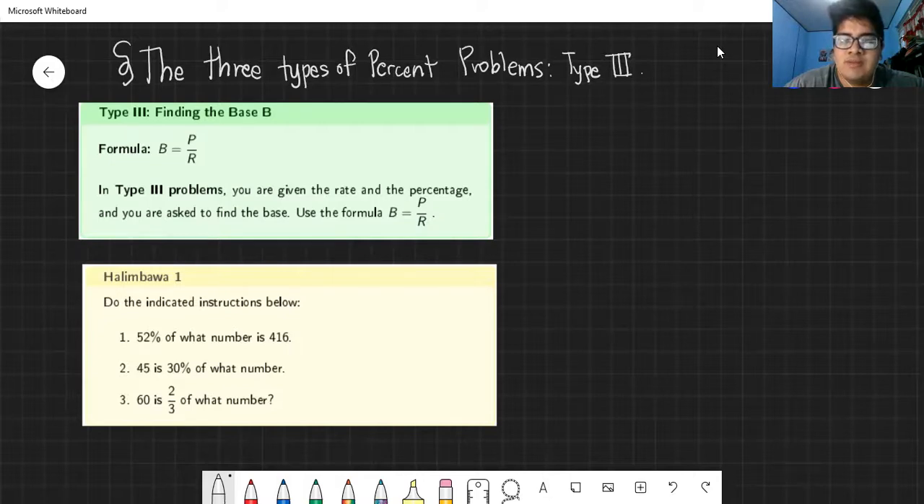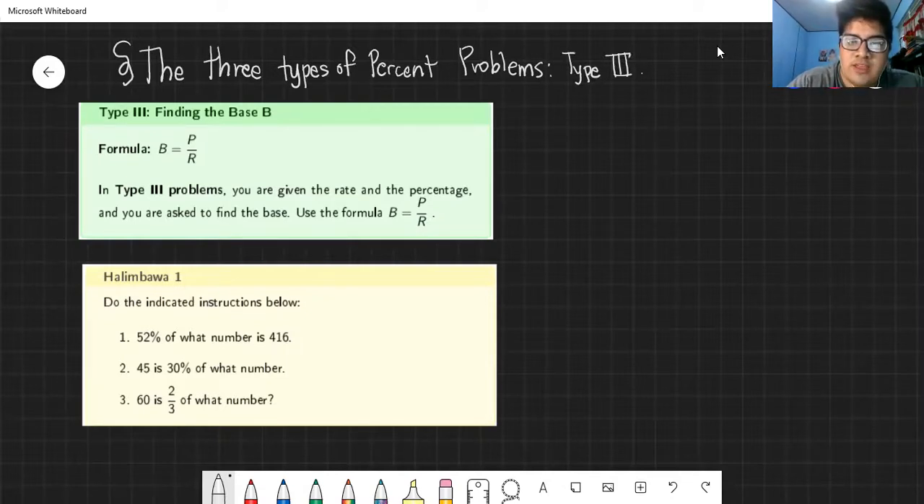In type 1, the missing is the percentage. In type 2, the missing is the rate. And as mathematicians, you might guess that in type 3, the missing is the base. First of all, it is written here: finding the base. Now, let's get started, shall we? Type 3, finding the base B. The formula is B is equal to P over R.